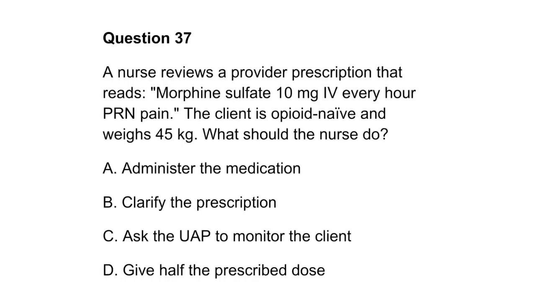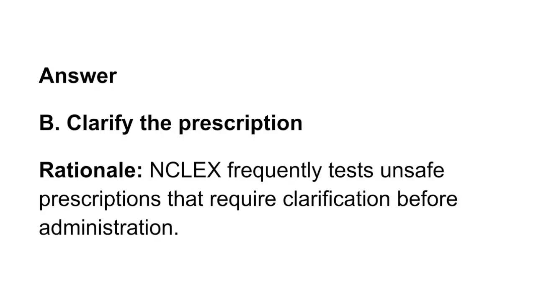Question 37. A nurse reviews a provider prescription that reads, morphine sulfate 10 milligrams every hour PRN pain. The client is opioid naive and weighs 45 kilograms. What should the nurse do? A. Administer the medication. B. Clarify the prescription. C. Ask the UAP to monitor the client. D. Give half the prescribed dose. Answer: B. Clarify the prescription. Rationale: NCLEX frequently tests unsafe prescriptions that require clarification before administration.